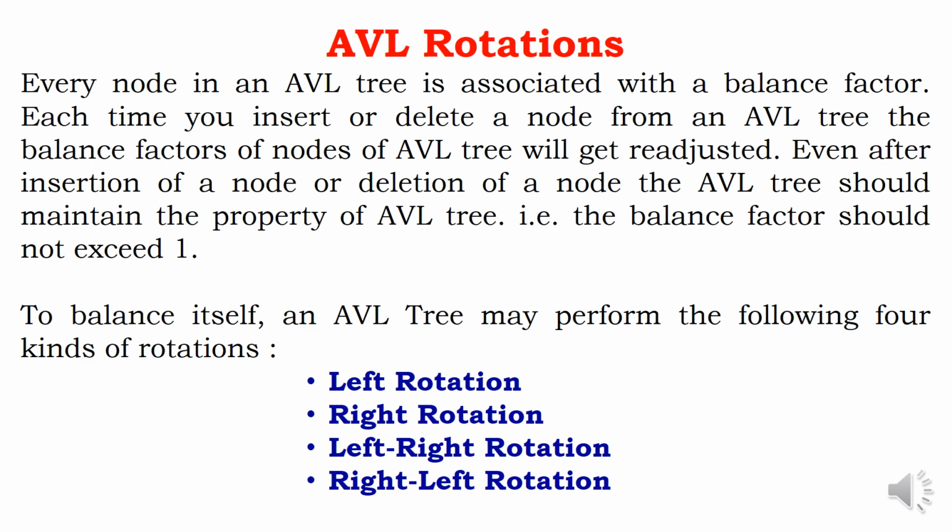If the balance factor is not -1, 0, or 1, then we need to apply the following rotations to make the tree balanced. Even after rotation, the tree should maintain the property of a binary search tree. To balance itself, the AVL tree may perform the following 4 kinds of rotations: left rotation, right rotation, left right rotation, right left rotation.